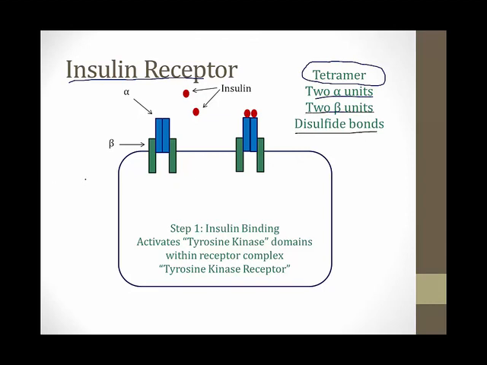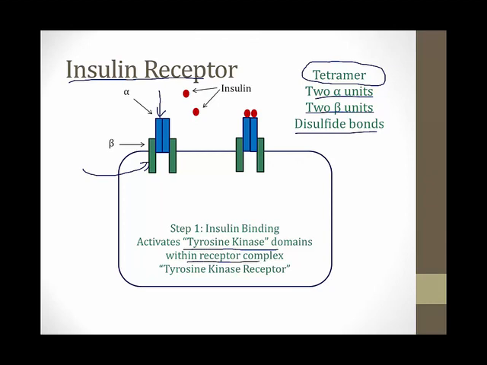If you look at this picture on the right side of the screen here, the green bars are the beta units, the blue bars are the alpha units. You can see that the alpha units are extracellular and the beta units are transmembrane portions of the receptor. Insulin can bind to this receptor. That's the first step in insulin exerting its reaction. And when it binds to this receptor, it activates so-called tyrosine kinase domains within the receptor complex.